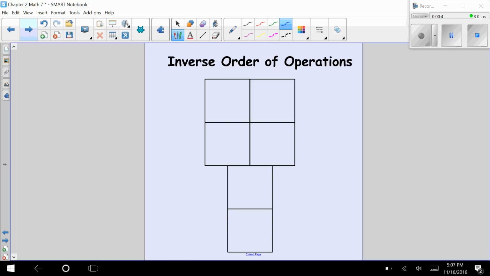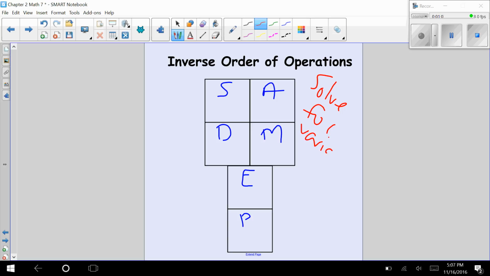The inverse order of operations, we just take the order of operations and flip it over. We're going to start with that subtraction and addition, then that division and multiplication, then the exponents, and then the parentheses. This is for solving for a variable. So you'll notice that we get rid of subtraction and addition first, and then we deal with our division and multiplication, and then we'll deal with the other things. So we do the order of operations just the exact opposite direction.